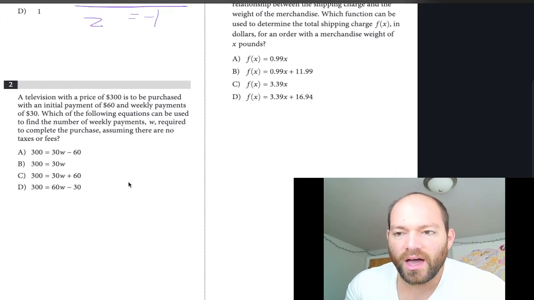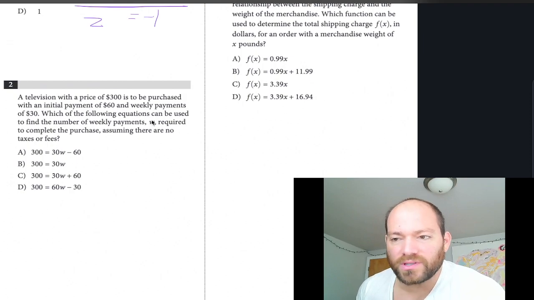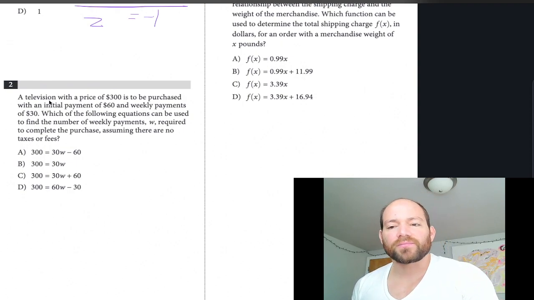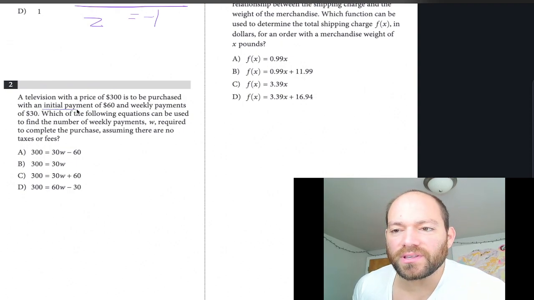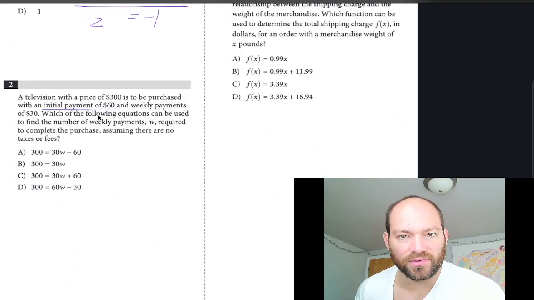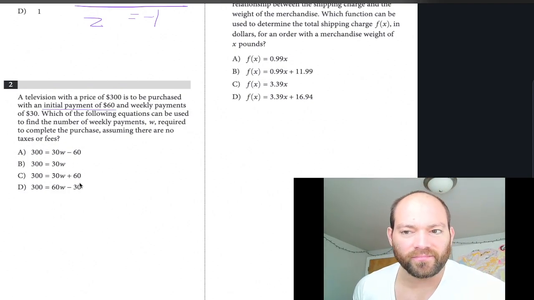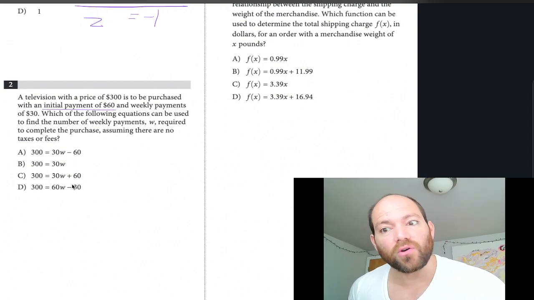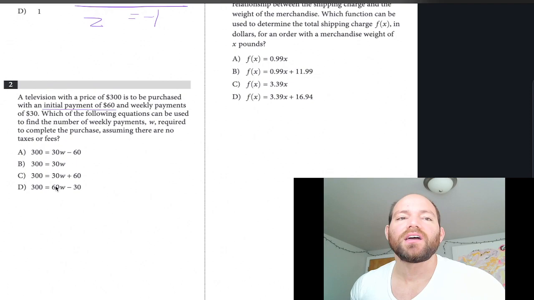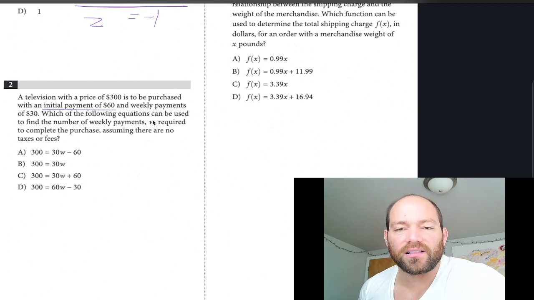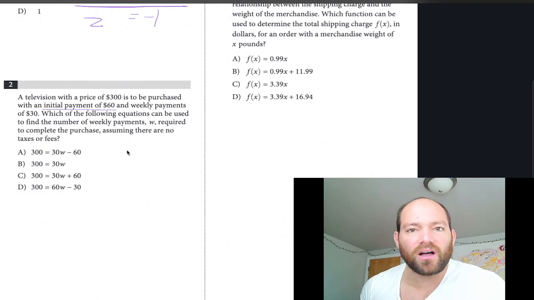Okay, number 2. A television with a price of $300 is to be purchased with an initial payment of $60. Okay. Let's just take a moment here. I just want you to notice this. Initial payment of $60. Now, let's take a little peek at the answer choices down here, right? Notice what these look like. These should all scream out to you y equals mx plus b, okay? I know that there's no y or x over here, but the w is doing the x thing. The point is, there's no exponents on the variables over here. It's a linear equation, and they tell us that the initial payment is $60.